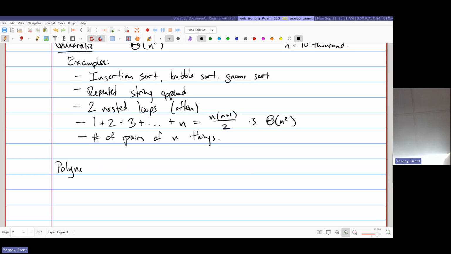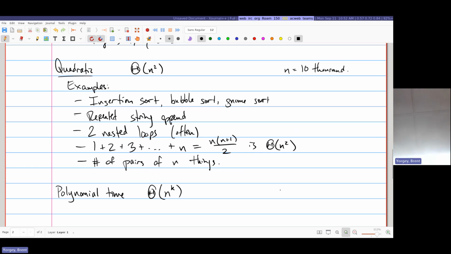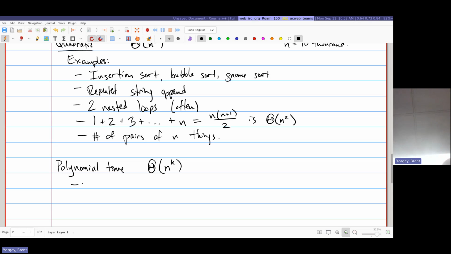In general, I'll do this one more quickly. In general, if we have theta of n to the k, where k is some constant. We talked about when k is 2, but you could have n cubed, n to the 4th, n to the 69, whatever, right? This is things like, if you have k nested loops. Again, it depends what the loops are, but often. This is the number of size k subsets of n things is theta of n to the k.